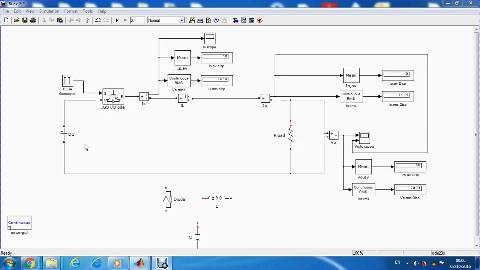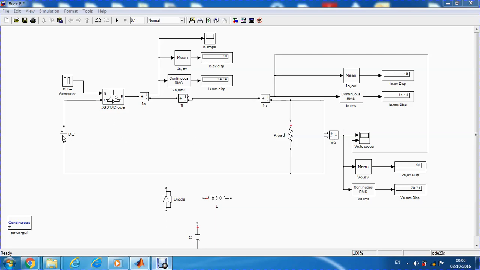At the end of the simulation, we will also see the effect of adding a capacitor when we have a fixed frequency and a fixed inductor value, and see the effect of that change on the output voltage and output current. Let's start with describing the circuit.